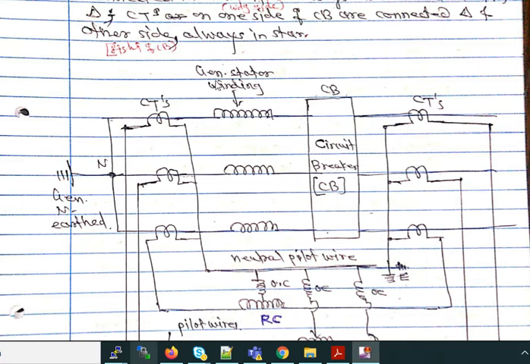And if this generator winding or alternator winding is delta connected, CTs on this side should be connected in delta, and CTs on the right side of the circuit breaker are always connected in star. So in this way, we have seen how to connect the CTs for the differential protection.